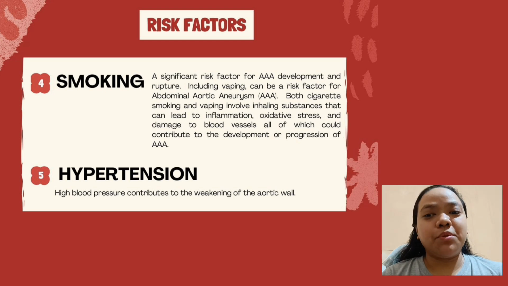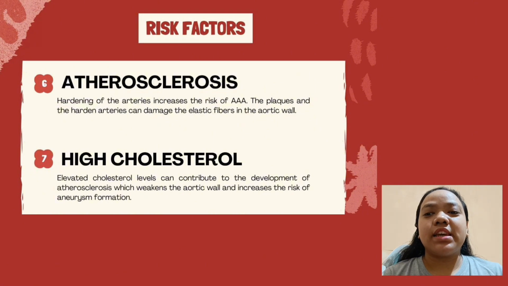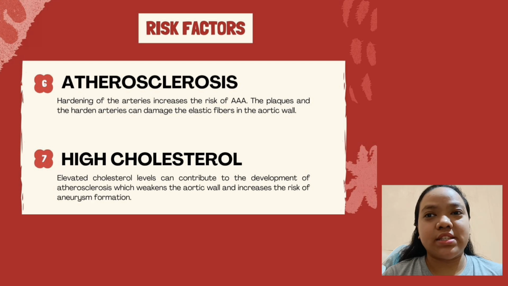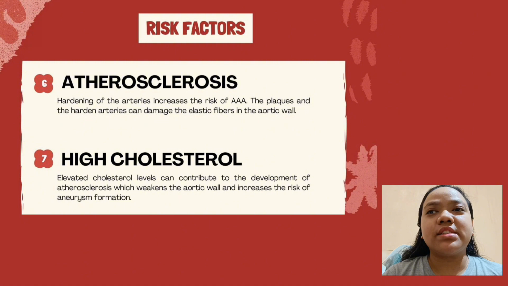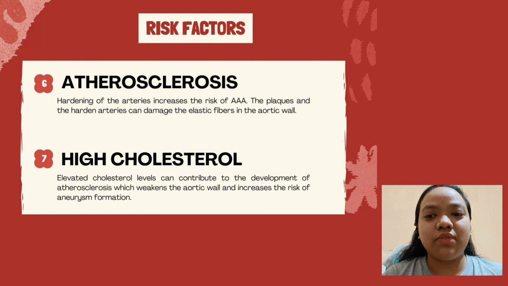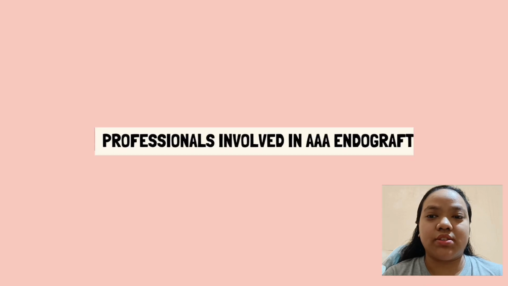Fifth is hypertension. High blood pressure weakens the aortic wall. Sixth is atherosclerosis, hardening of the arteries. Pag hardened ng arteries can damage the elastic fibers in the aortic wall. Last is high cholesterol. High cholesterol levels contribute to the development of atherosclerosis, which weakens the aortic wall and increases the risk of aneurysm formation.